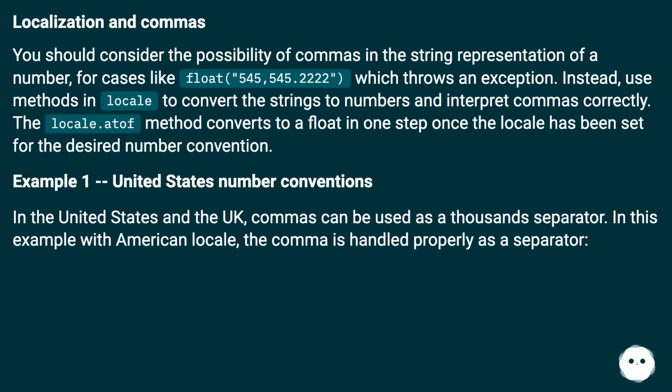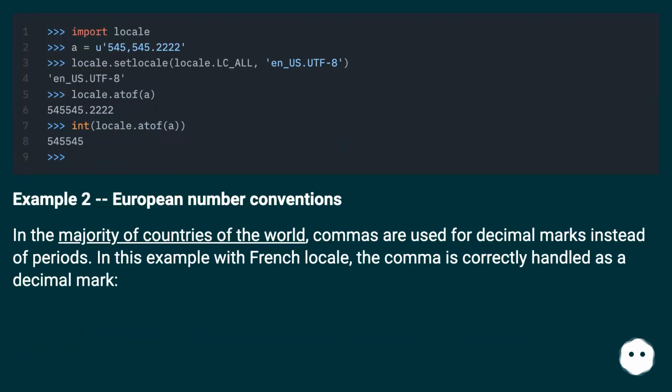The locale.atof method converts to a float in one step once the locale has been set for the desired number convention. Example 1. United States number conventions. In the United States and the UK, commas can be used as a thousands separator. In this example with American locale, the comma is handled properly as a separator.